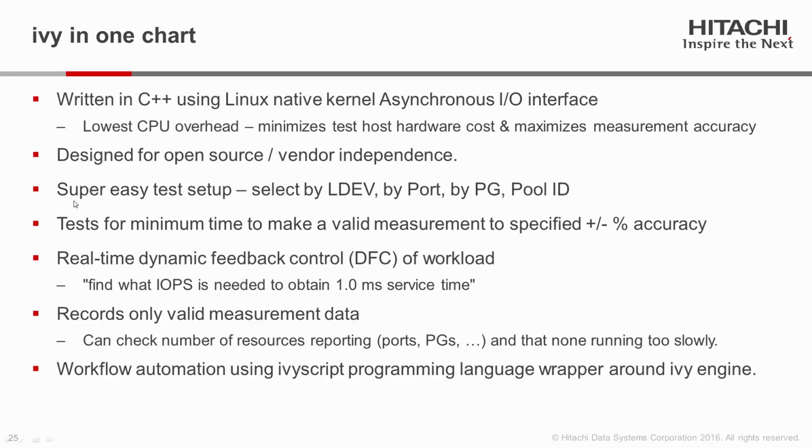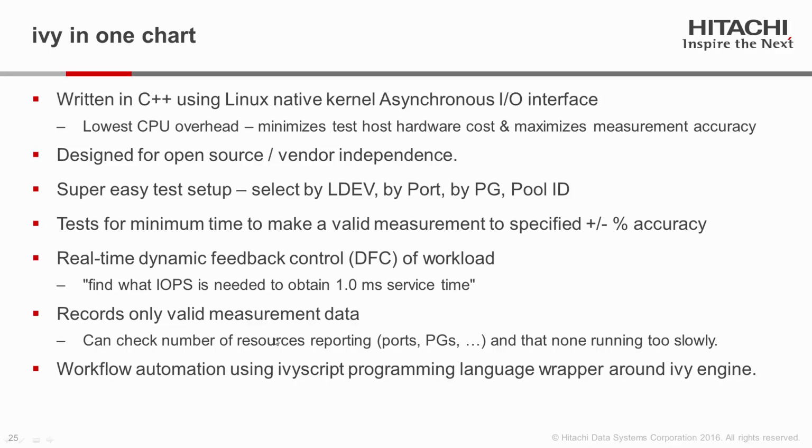And for manual test runs, it's super easy to set up because you can directly select by whatever attribute that the LUN has. You can select by any one of those attributes, and Ivy automatically figures out which LUNs and which hosts those are. Then with the measure feature, we can measure for the minimum theoretically possible time to make a valid measurement to the specified plus or minus accuracy. And then because we have real-time dynamic feedback control of the workload, we can find what IOPS is needed to obtain 1 millisecond service time.